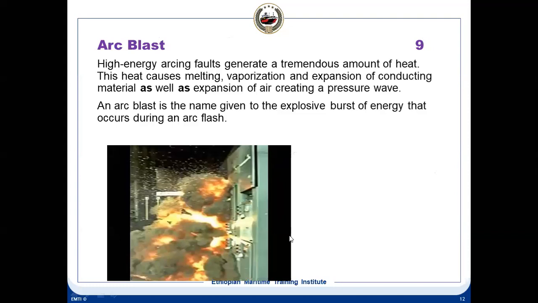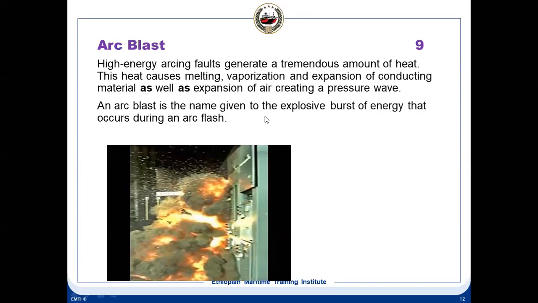Arc blast means it's a full explosion. A high energy arcing fault generates a tremendous amount of heat, and this heat will cause melting, vaporization, and expansion of conducting material as well as expansion of air, creating a pressure wave. So because of this arc flash, the material can get melted, vaporize, expand, and give a pressure wave. That becomes a full blast, or you can say an explosion. You see it like an explosion, the full starter panel, there's an explosion.